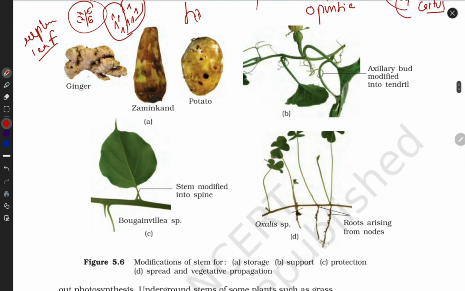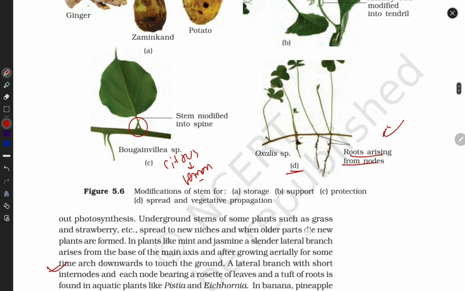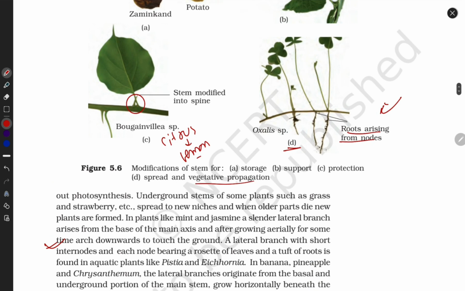Look at here, guys. This is a bougainvillea. They have thorns. Another example is citrus. Look at here, this is the root arising from nodes. Okay, this is the other example. I will teach you here vegetative propagation. What is the meaning of vegetative propagation? Root and shoot arise from different parts of the plant.